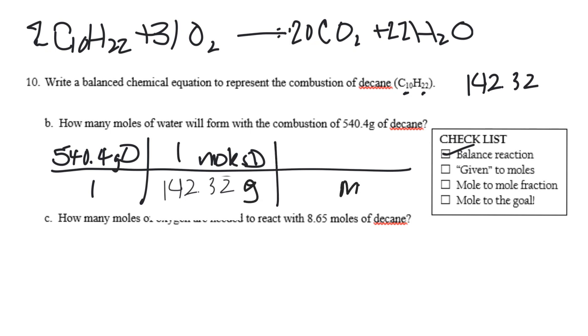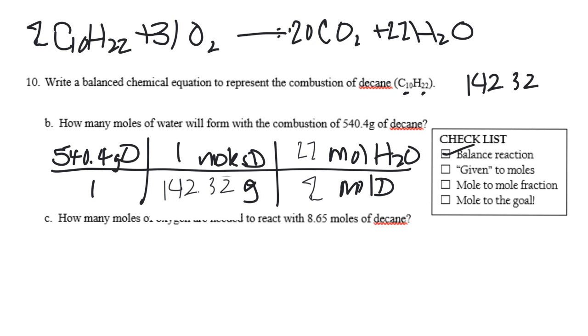Moles of decane comes down. And now I want to get to moles of H2O. So I'm going to use my coefficients. I have a 2 in front of decane, so that comes down here. And then I have a 22 in front of my H2O. And now I'm ready to do the math.